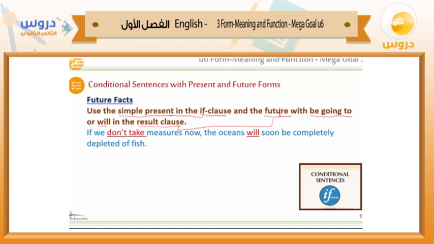Example: if you don't take, this is simple present, measures now, the ocean will soon be completely depleted of fish. Another example: if Imad doesn't go, again simple present, to college, he is going to be very sorry. This is future. In the result clause, we use the future.